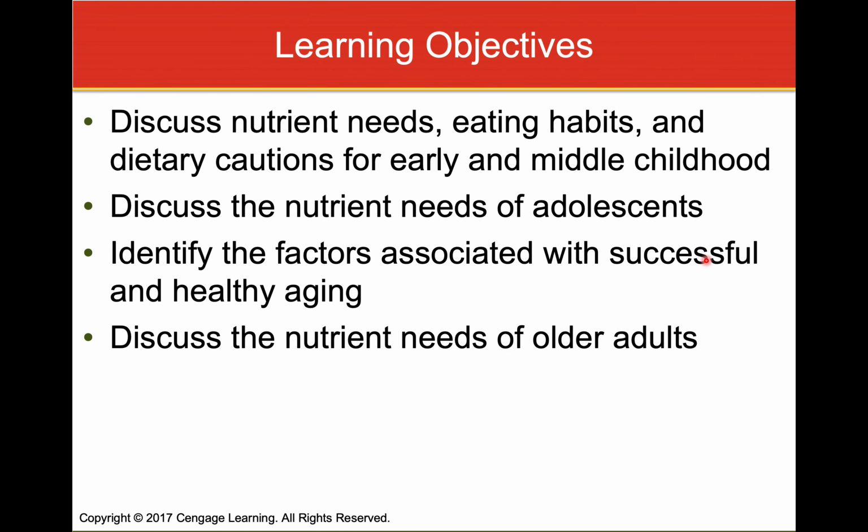So here we'll look at dietary recommendations for early childhood and middle childhood. We'll look at the nutrient needs of adolescents or teenagers. We'll look at the factors associated with successful and healthy aging. And then we'll look at the nutrient needs of our older adults, so ages 65 and above.